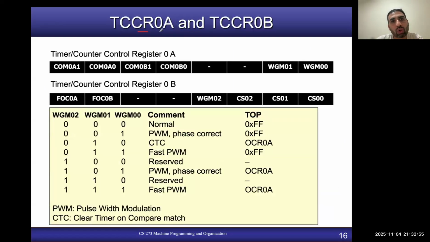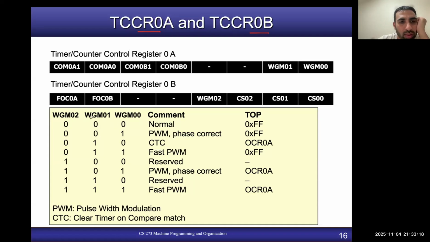So the control register A and control register B of timer 0, let's have a look at them. Both of them are 8-bit registers, and they are used together to configure your timers, for example timer 0, right? So let's look first at this table.